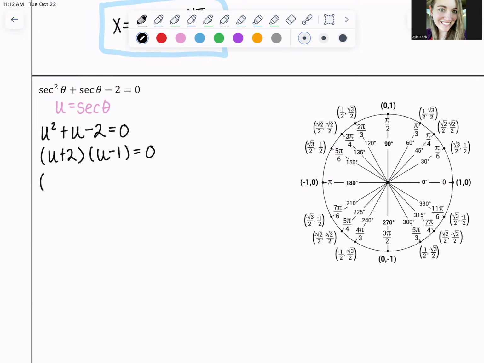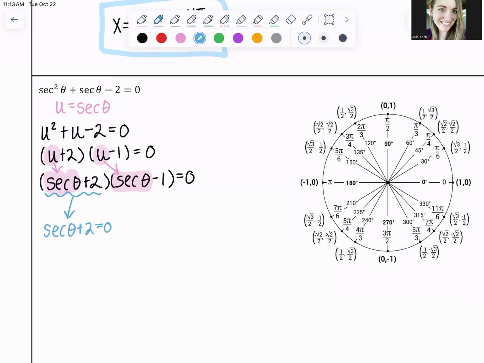I'm going to substitute secant back in for u. So for each of these u's, I'm going to put secant in. I have secant theta plus 2 times secant theta minus 1 equal to 0. Now we have two factors multiplied together that equal 0, so I can use that zero product rule. Secant theta plus 2 equal to 0 means that secant theta is equal to negative 2.